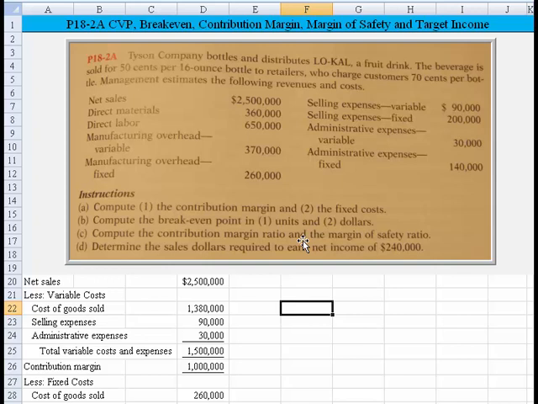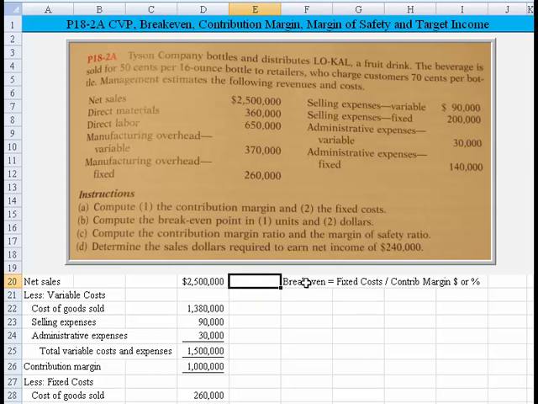Okay, now I've slid up top so we can see the problem again. On part B it says compute the break-even point in units and dollars. As you all know, I'm going to just type this in. Break-even is equal to fixed costs divided by contribution margin, either in dollars or percentage, and using one gets you units, using the other gets you dollars.